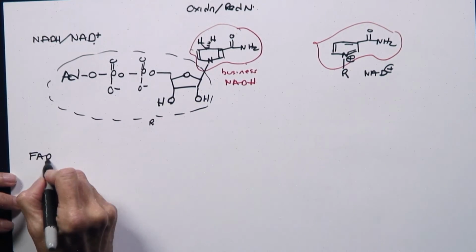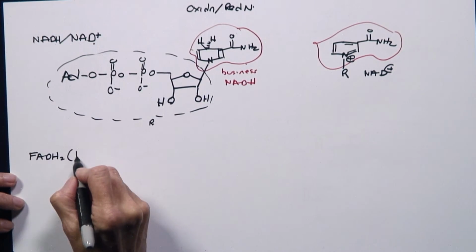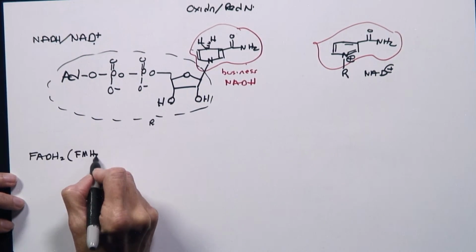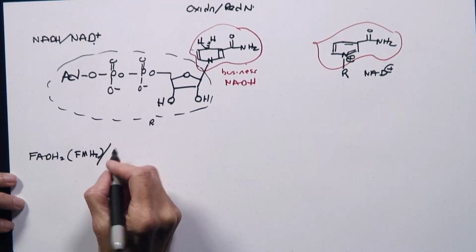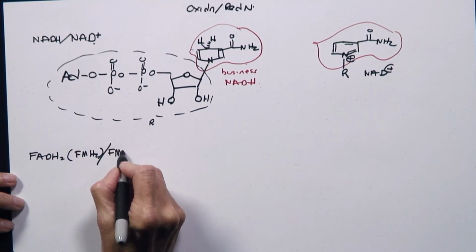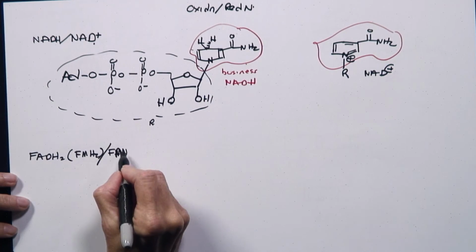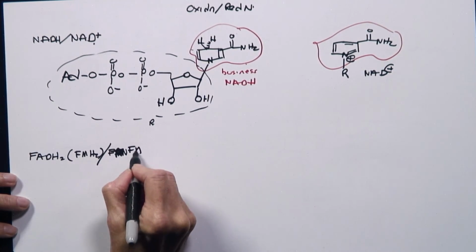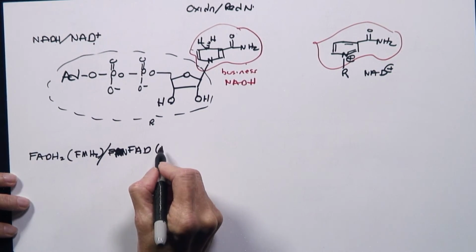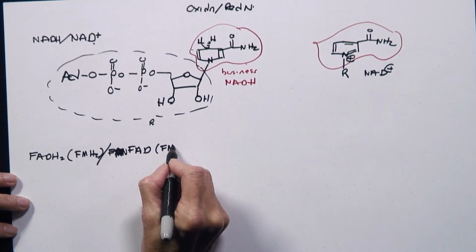Okay, so what I want to do now is show you how this compares to the second form of the organic cofactor that you will encounter over and over again in metabolism. And this is FADH2 or FMNH2. That's the reduced form versus FAD or FMN.